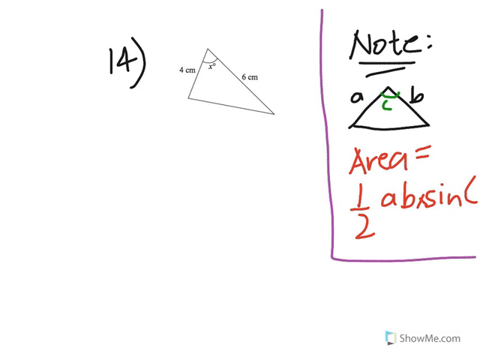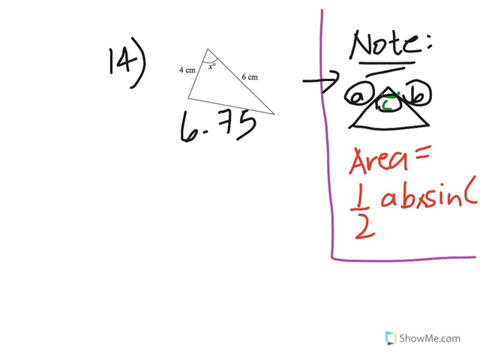Okay, so for question 14, you're being told that the area of the triangle is 6.75 and you're being asked to find the value of x. So to do this, you need to look at the note on the right over here. And basically the area of any triangle is half multiplied by a times b multiplied by sine of the angle in between the two sides.